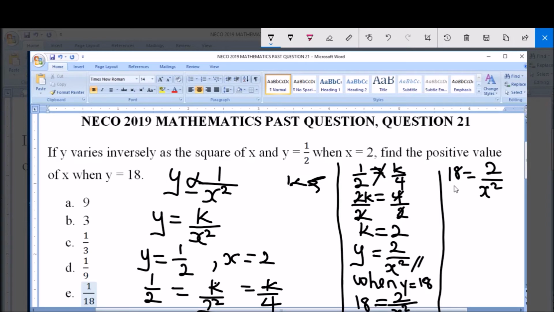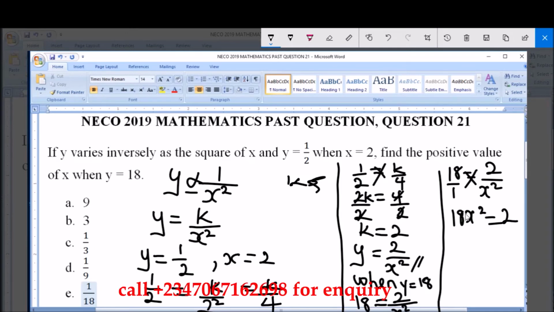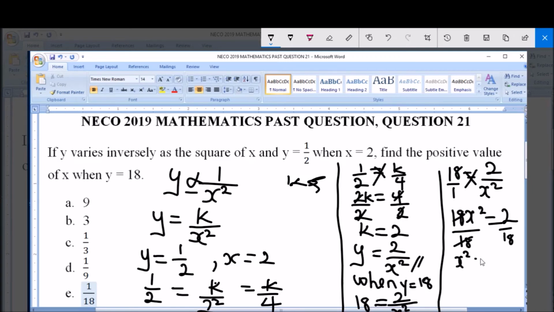Now when we cross multiply, this is the same thing as saying 18 over 1. By cross multiplying, we have 18 x square is equal to 2. Remember, we cross multiply, so 18 will multiply x square, and 1 will multiply 2 to give us 2. Now from here, we divide both sides by the coefficient of x square, which is 18. 18 cancels 18, and we have x square is equal to 2 over 18, which gives us 1 over 9.